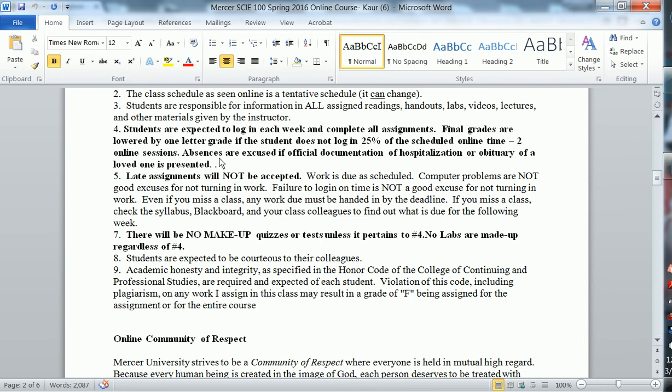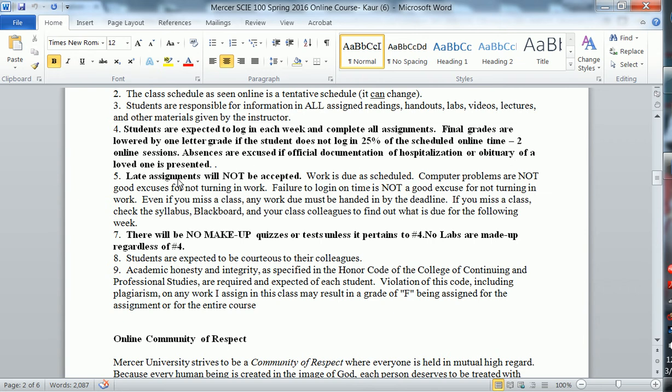Students are expected to log in each week and complete all the assignments. All the assignments I give will open on Friday and close on Friday, which means you have to do your assignments within that week. Final grades are lowered by 1 letter grade if the student does not log in for 25% of the scheduled online time, which means 2 online sessions. If you miss, your final grade is going to be lowered by 1 letter grade. Absences are excused with official documentation of hospitalization and other situations, as written here; you can read it.